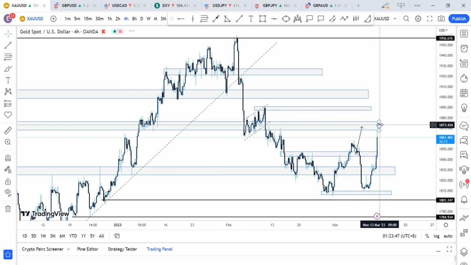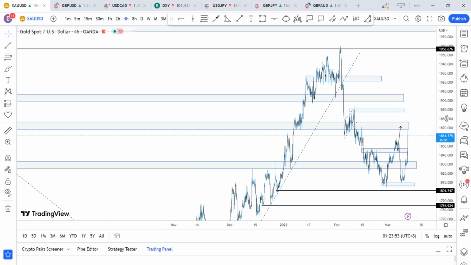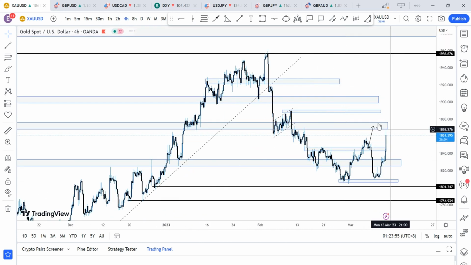We might anticipate that going into next week price will reject these regions and continue to the downside, but nothing is clear. We could also see a possibility for price to continue to the upside.